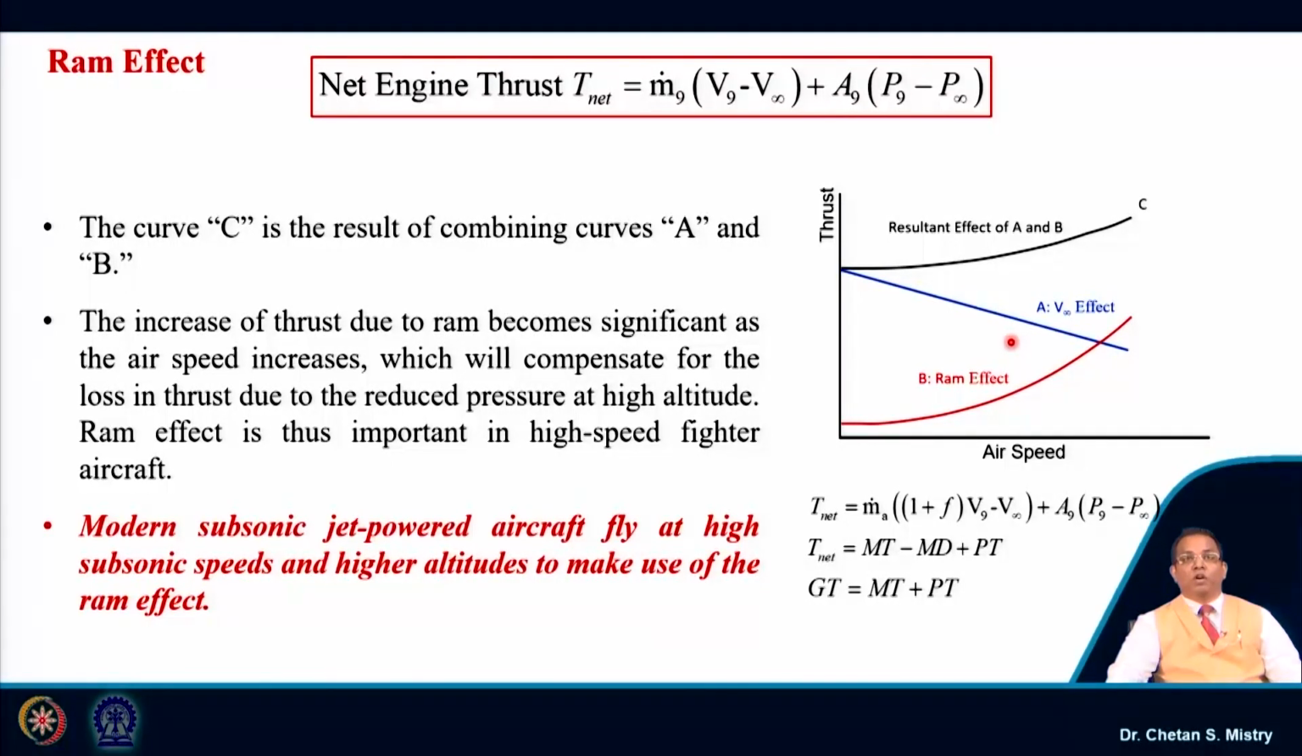So, most modern subsonic jet powered flights are flying at higher altitude and at high subsonic speed in order to take the benefit of the ramming effect. If you look at the numbers, a high bypass ratio engine aircraft flies at say Mach 0.8 or 0.85.